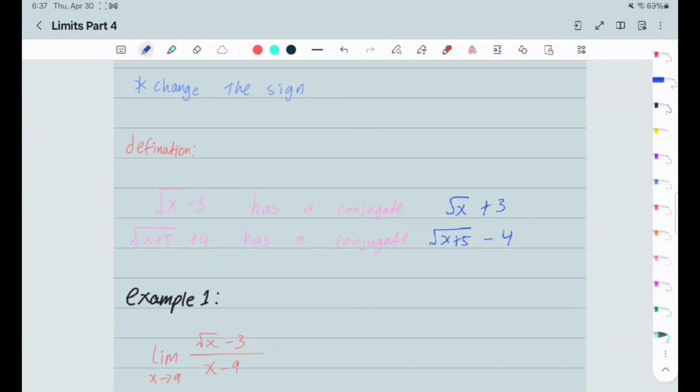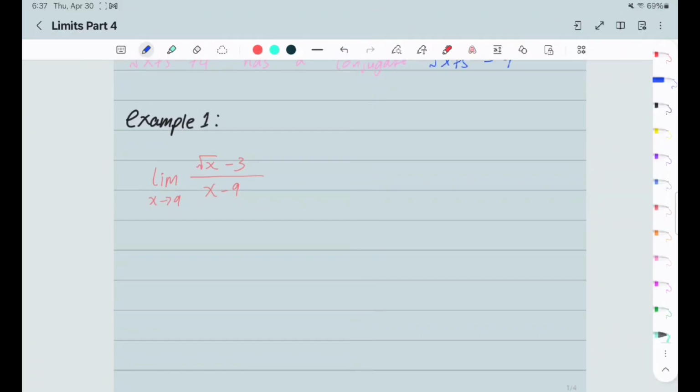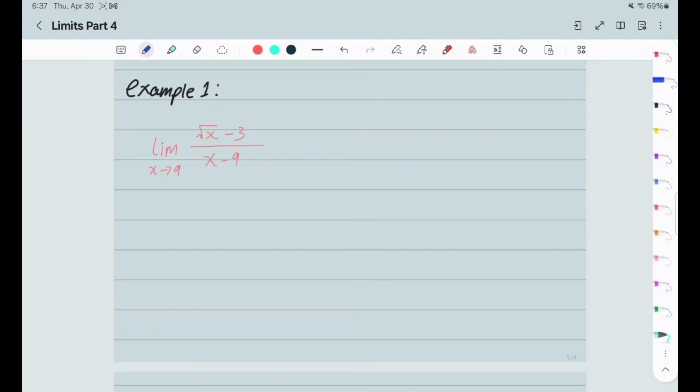Now, how are we going to use this conjugate? For that, I want you to look at the screen and follow along with this example, because it's better to show you rather than telling you in abstract words. In this one, we follow the same rules: we first plug in 9. As soon as I put in 9, I get root 9 minus 3 over 9 minus 9, which turns into 3 minus 3 over 9 minus 9, which is 0 over 0, an indeterminate form. So now what do we do? We try factorizing, but in this kind of question there is no obvious factorization involved. So we're going to apply the conjugate method.